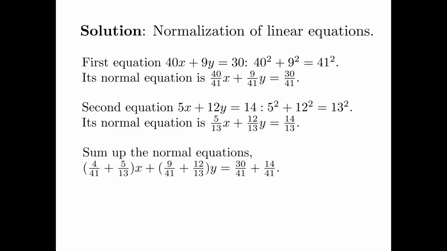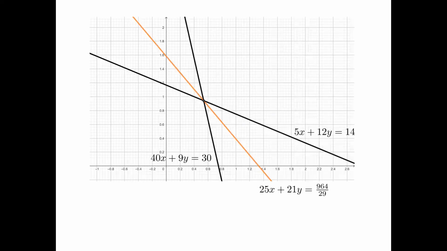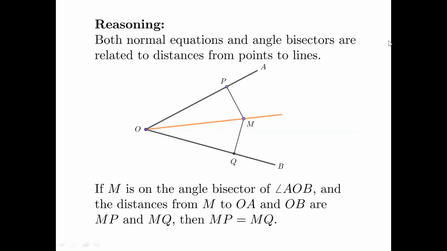Sum up the normal equations and simplify it. We get 25x plus 21y equals a fraction. Plug it in GeoGebra, and it is exactly an angle bisector. It seems that we just unlocked another property of a normal linear equation. But what is the theoretical basis of it?